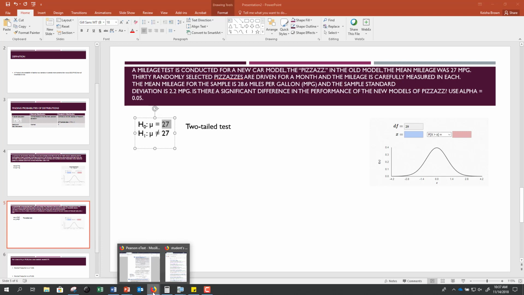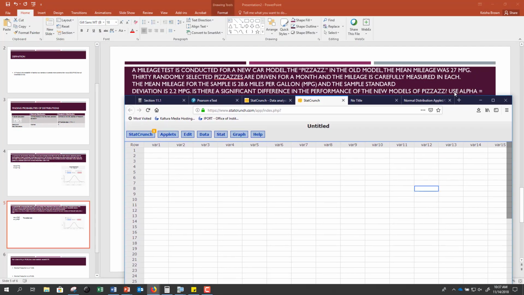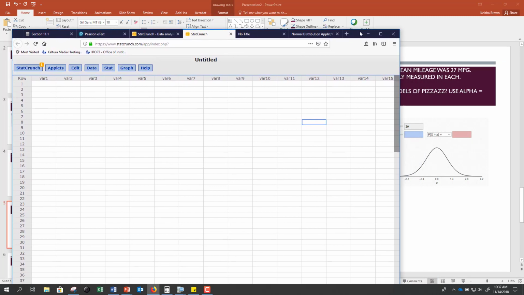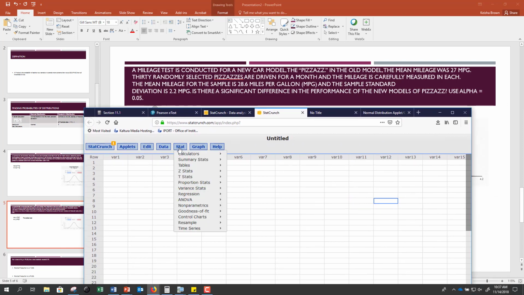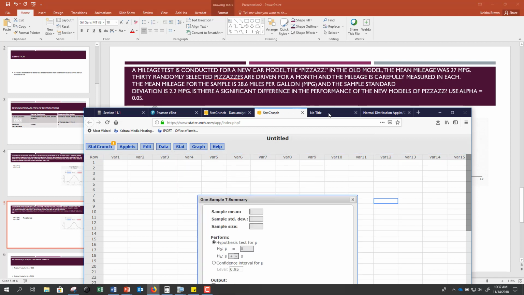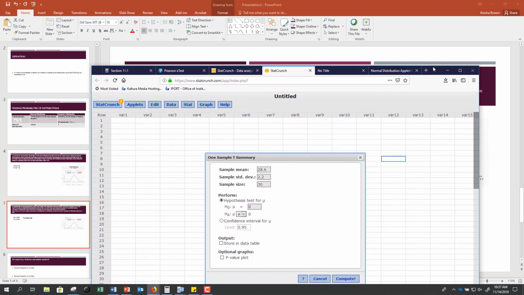For my StatCrunch people, where you would go in order to do the complete hypothesis testing for this is under Stat, then T Stats. We have one sample here with summary. So our sample mean is 28.6. Our sample standard deviation is 2.2. My sample size is 30, and we're doing the hypothesis test, so you can associate this with the p-value.